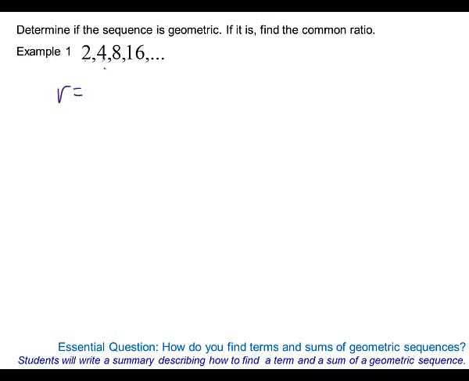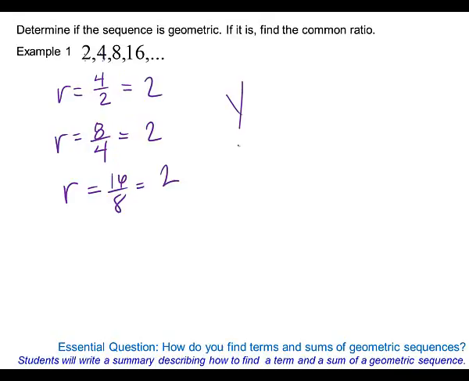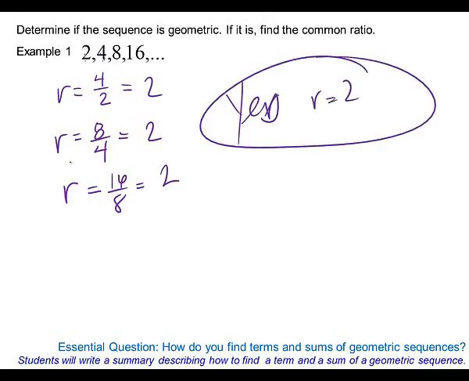So let's check our ratio. I have to take the second term, divide by the first term. So my second is 4 divided by my first is 2. What do we end up with? 2. All right, then I'm going to take my third term and divide by my second term. So third divided by second, what do I get? 2. I usually try to check 3 because every so often in that third set it doesn't work. So what am I going to divide this time? 16 over 8, which is? 2. So is it geometric? Yes, with a common ratio of 2.